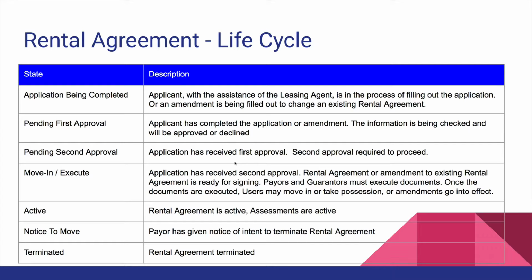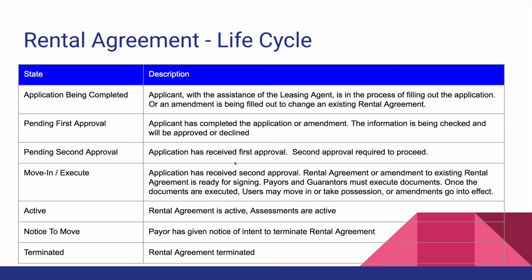Rental agreements have a life cycle consisting of 7 different states. The first state is application being completed. Now, for new rental agreements, this means that the applicant and the leasing agents are filling out all the basic information. For existing rental agreements, this means that the information for an amendment, some change, is being entered into the system.